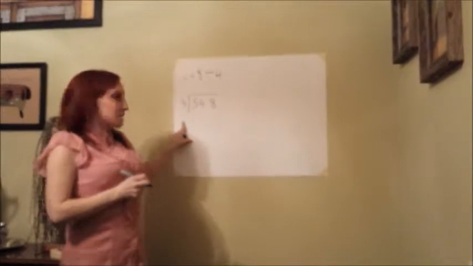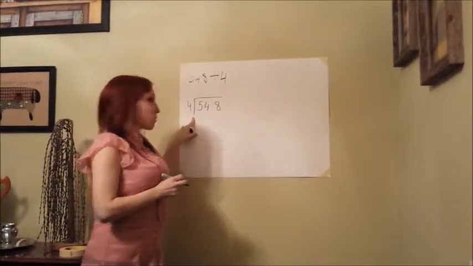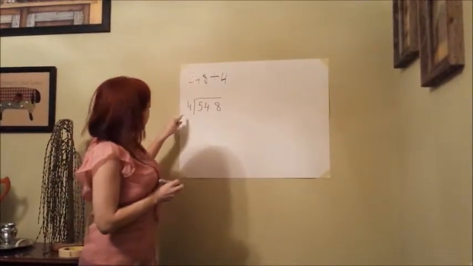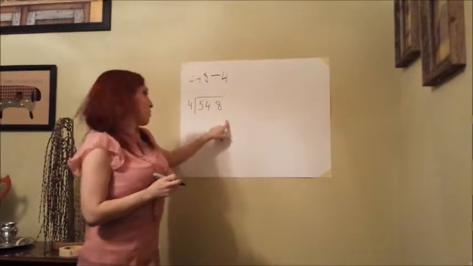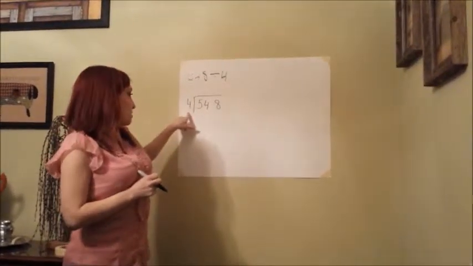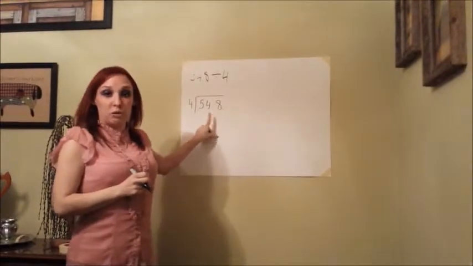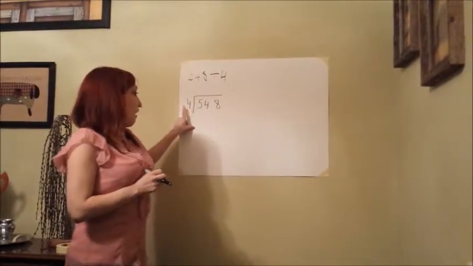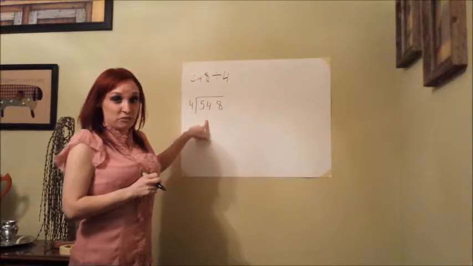Okay, now the next step after we've rewritten it in the proper format is to see how many times does 4 go into 548? Well, we don't know. We can look and make it smaller. How many times does 4 go into 54? Well, we don't know. So we can make it smaller still. How many times does 4 go into 5?